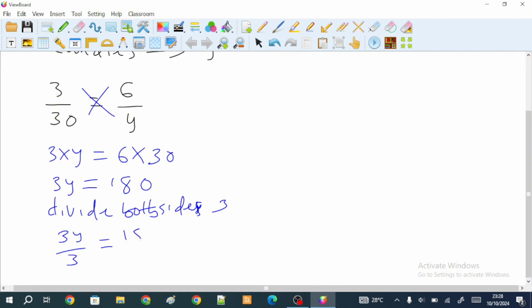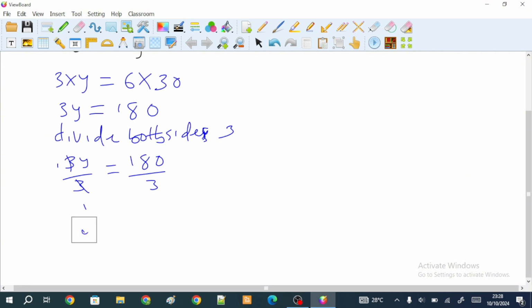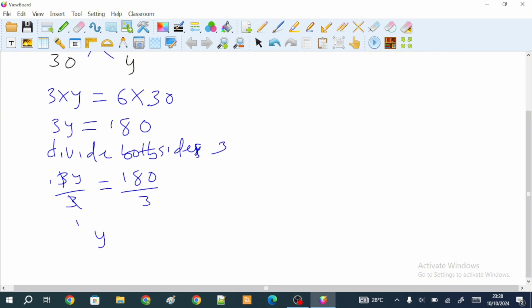The right hand side is 180. We're still going to divide this by 3. In this case, 3 can divide itself, 1. So we have 1y, but 1y is written as y. Anytime you see a letter written, it means one of that letter. So we don't write 1y. 1y is simply the letter y. Okay, so on the right hand side, 3 can divide 180 to give us 60, because 18 divided by 3 is 6, and then 0 divided by 3 is 0. So our y is 60.